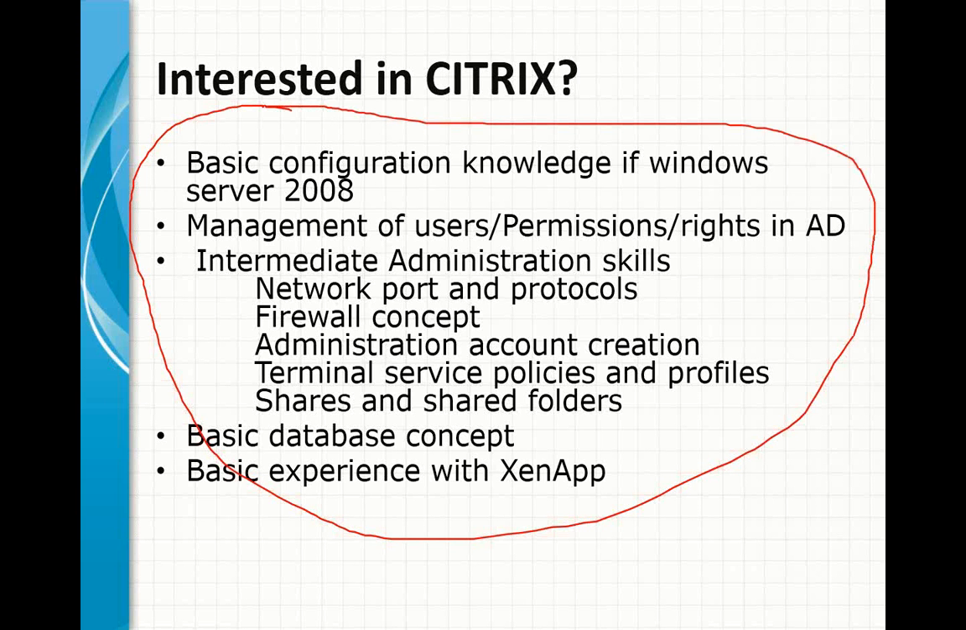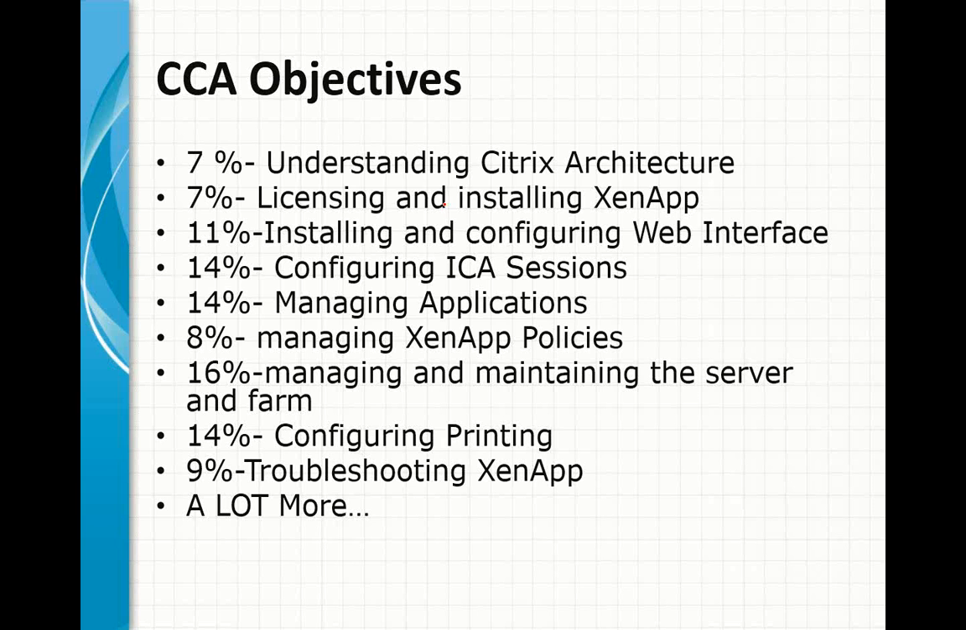CCA objectives. When you plan to take up the examination after completing this course, your examination covers these topics. Citrix architecture 7%, questions from licensing and installing XenApp, and you will see 14%, 16%, 14%. These are the different percentages by which Citrix prepares the questionnaire for a candidate who goes to a Prometric or Pearson VUE center and takes up the examination.